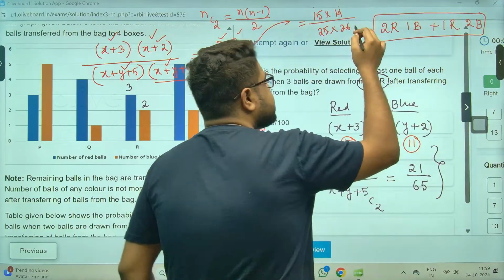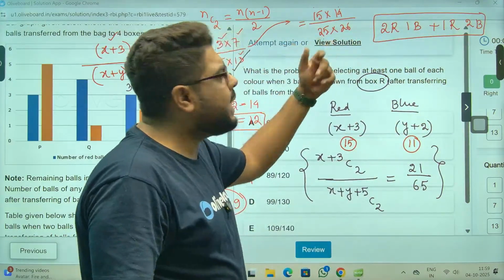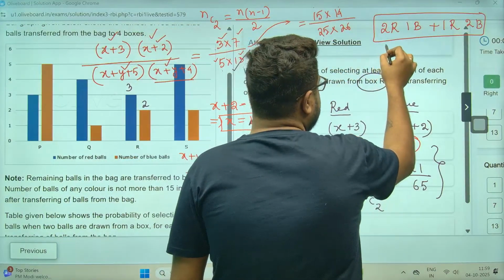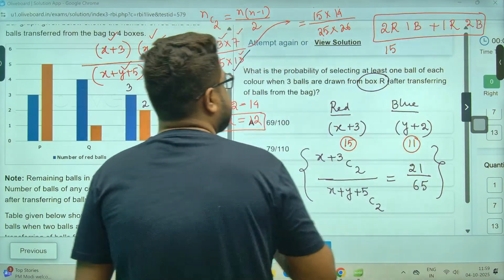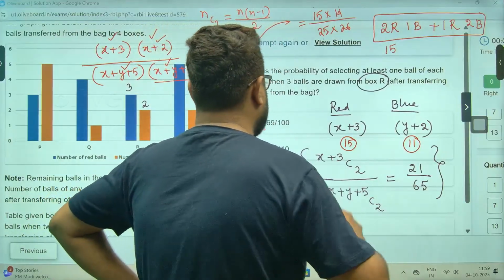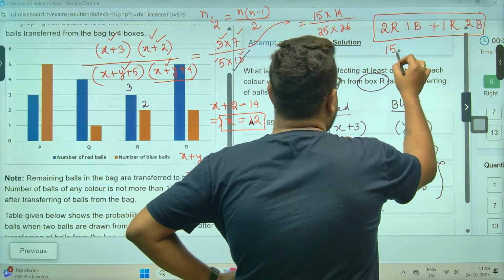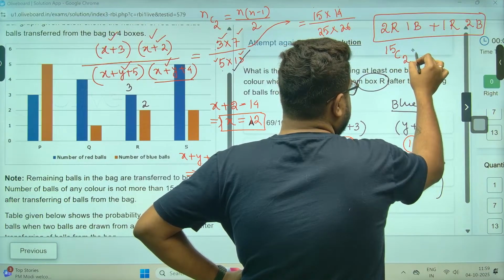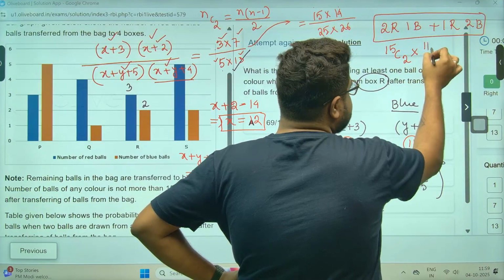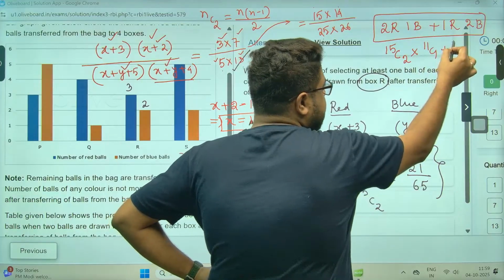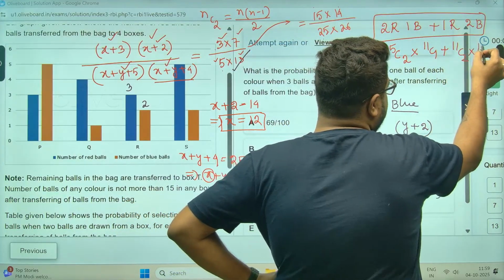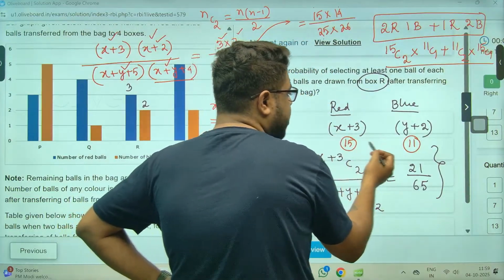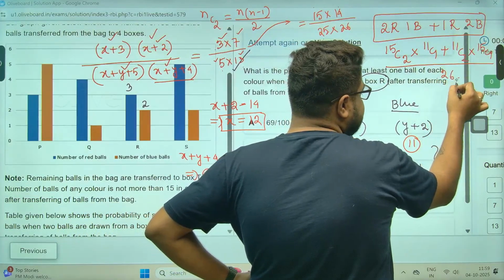Do the calculation, sir. Whatever happens, you see, it will be, sir, 15C2 into, 1 blue means, sir, 11C1, plus 11C2 into 15C1, divided by the total, sir. Total is 15 plus 11, so 26C3.